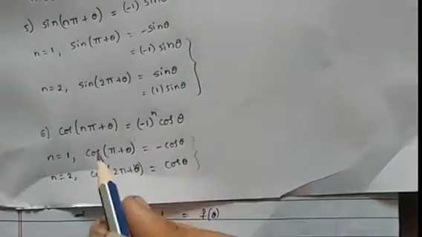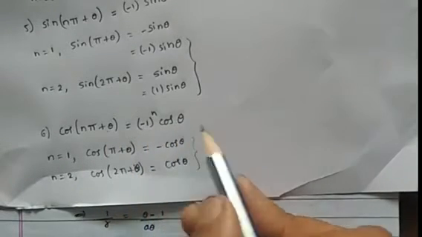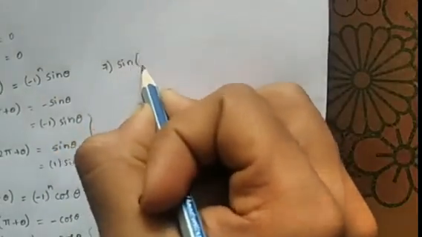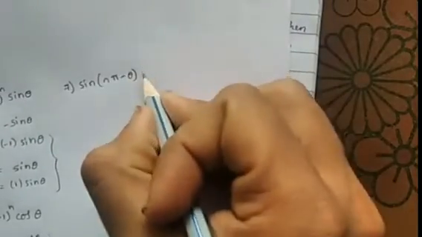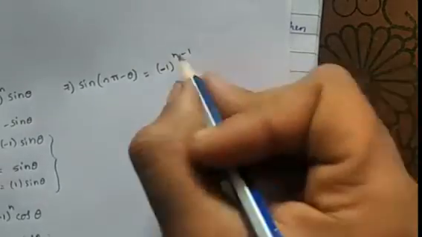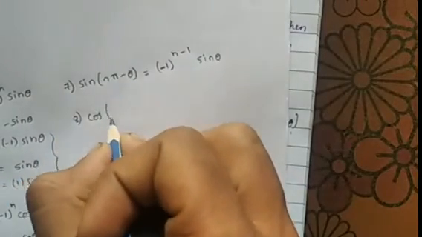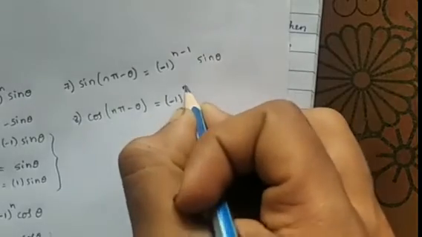Generally we say cos of n pi plus theta is equal to minus 1 all to the power n cos theta. The next, sin of n pi minus theta, that value is equal to minus 1 all to the power n minus 1 sin theta, and cos of n pi minus theta is equal to minus 1 all to the power n cos theta.